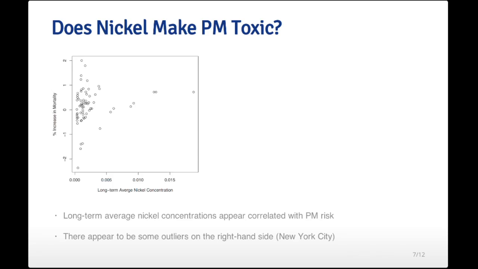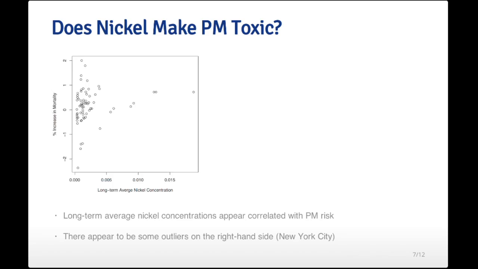So here's a simple scatter plot. On the x-axis, we have the long-term average nickel concentrations in a community, and on the y-axis, we have the percent increase in mortality for a unit increase in particulate matter. So you can think of this as the particulate matter risk of mortality. And you might notice that there does appear to be a correlation between long-term average nickel concentrations in a community and their PM risk, in the sense that as you go to the right, the risk seems to increase a little bit.